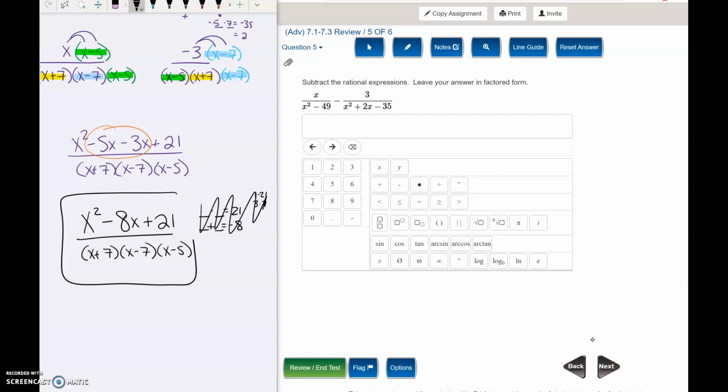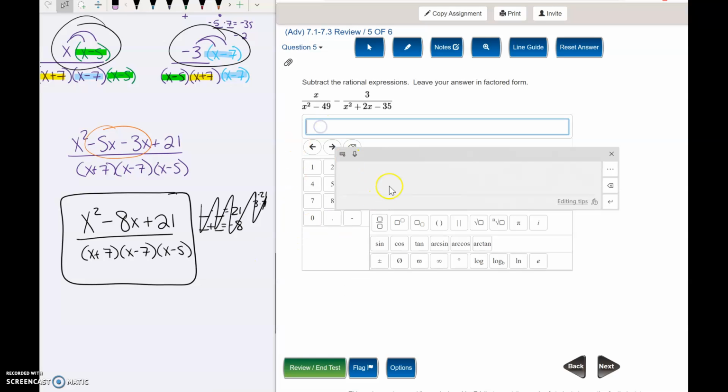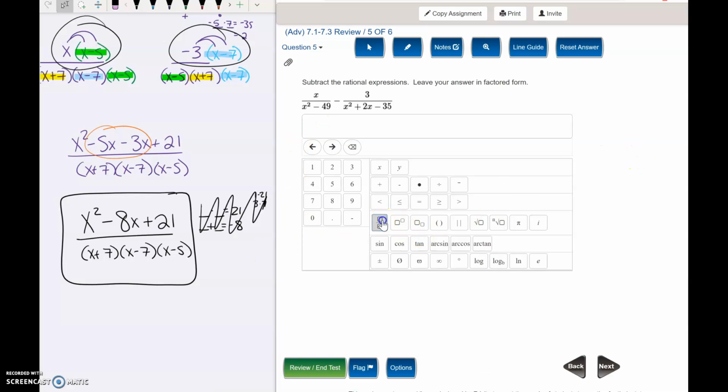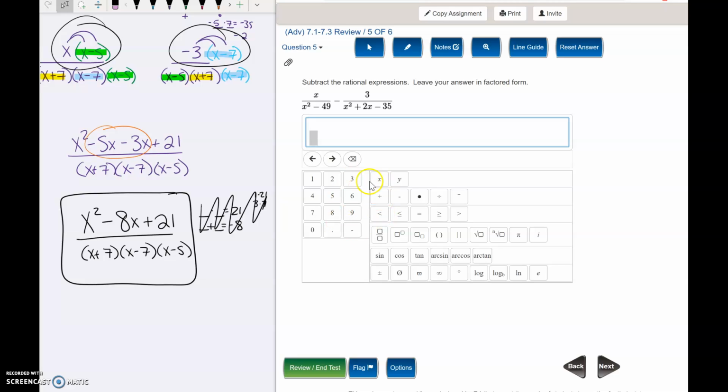This is how our answer should be written. It says leave in factored form. That's really talking about the denominator. Don't try to multiply that denominator back in together. Leave that as it is. But you do have to multiply these numerator pieces together so that you can see if the resulting trinomial will factor.